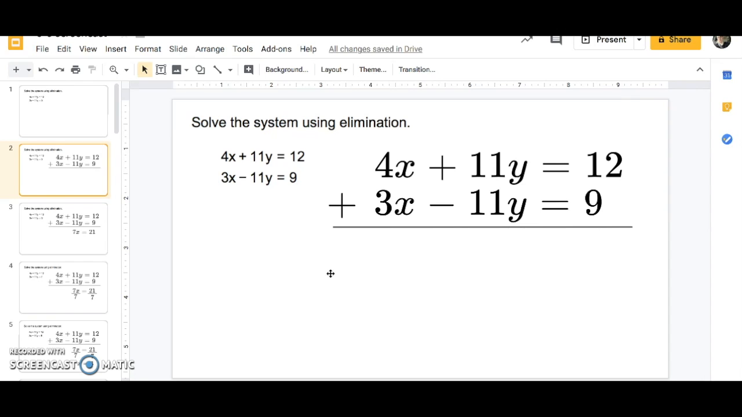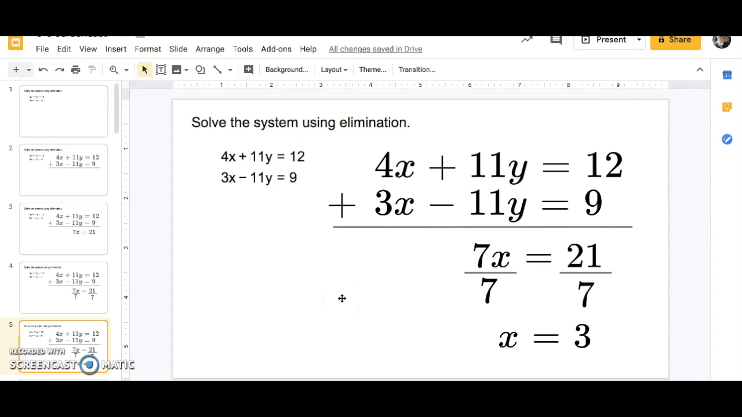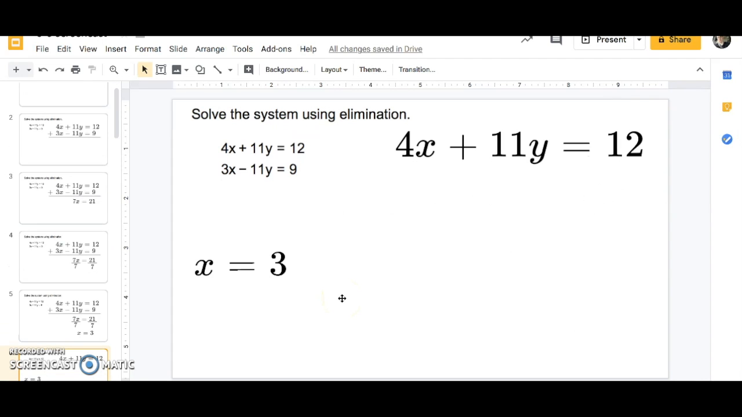4x plus 3x is 7x. 11 plus negative 11 is 0, and then 12 plus 9 is 21, so the y's go away. Then we divide both sides by 7, and x equals 3.